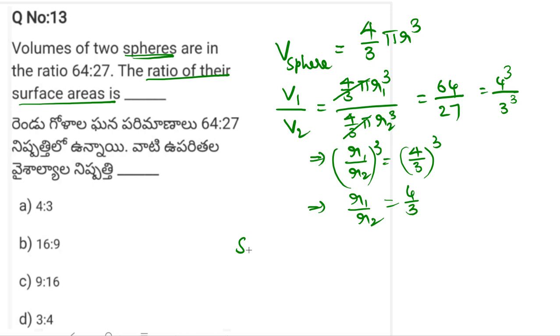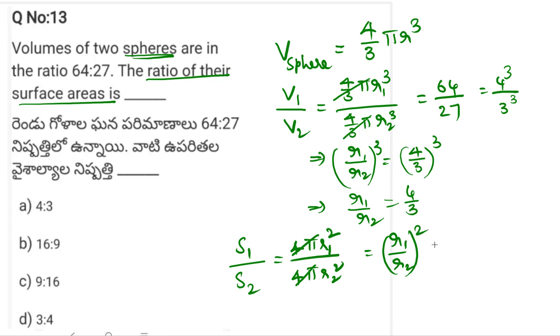So surface area of first sphere by surface area of second sphere equal to, what is the formula to find out the surface area of a sphere? That is equal to 4 pi r square. So 4 pi r1 square divided by 4 pi r2 square. 4 pi gets cancelled. This is equal to r1 by r2 whole square. This is equal to 4 by 3 whole square. This is equal to 16 by 9. That means 16 is to 9. So option A is correct. Let's go to the next problem.